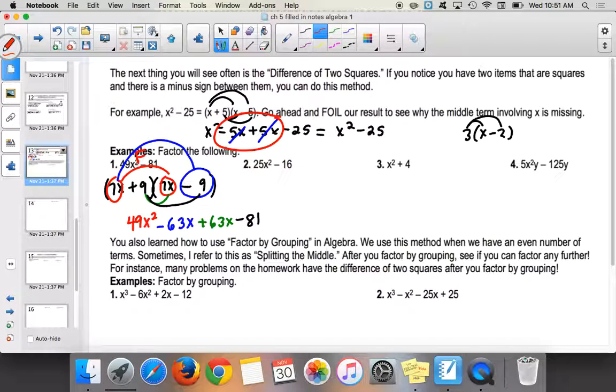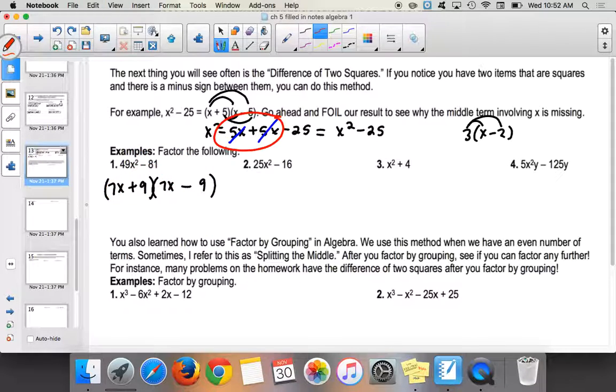Do you see how the negative 63 and the positive 63 cancel out? That's how we're getting 49x squared minus 81. That's what we wanted. Okay, so we're doing the opposite of FOIL. We're breaking it apart into the two sets of parentheses. So our answer for this was 7x plus 9 times 7x minus 9. Easy enough?